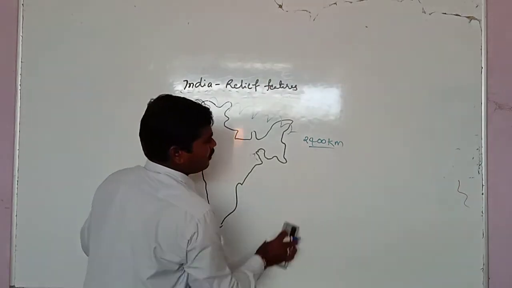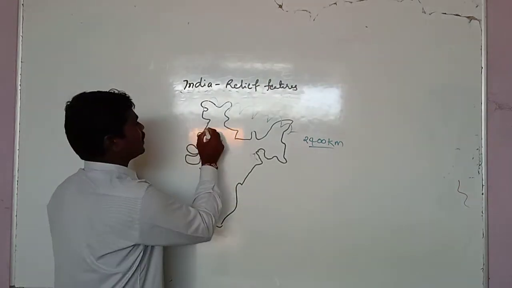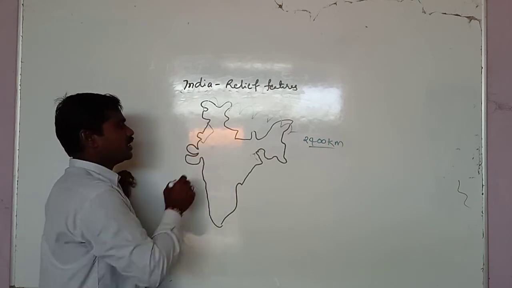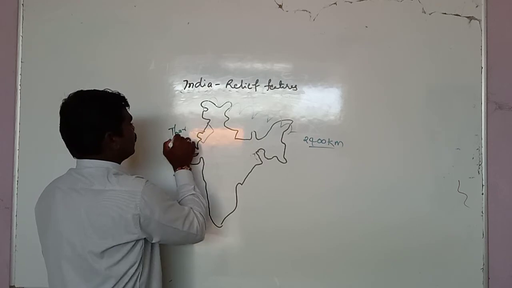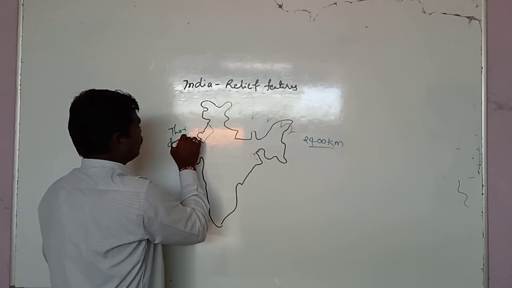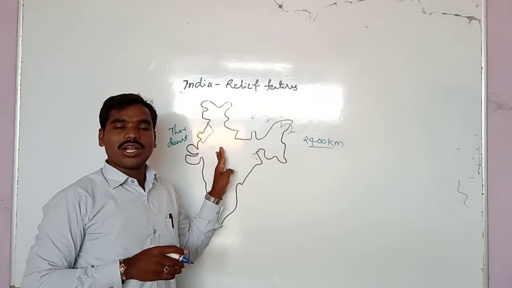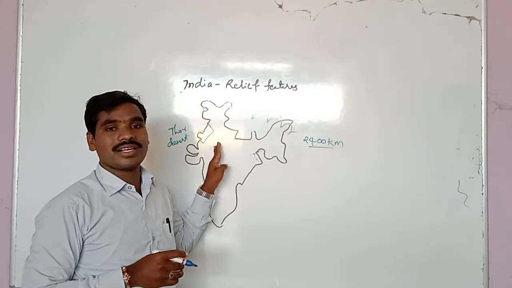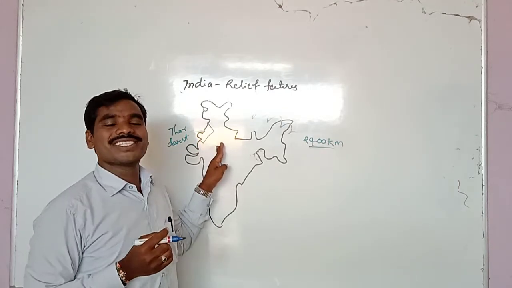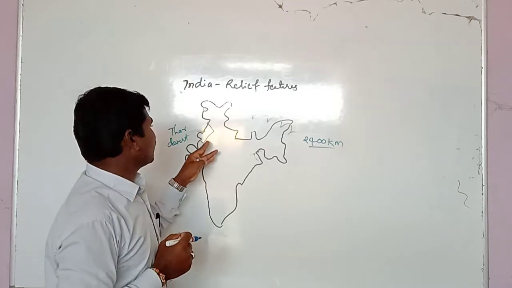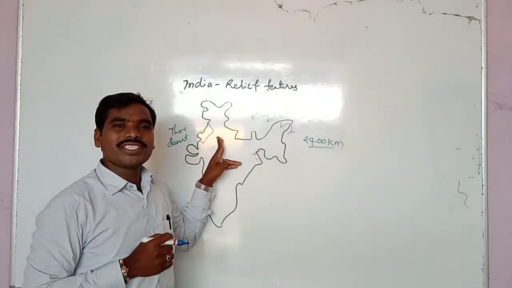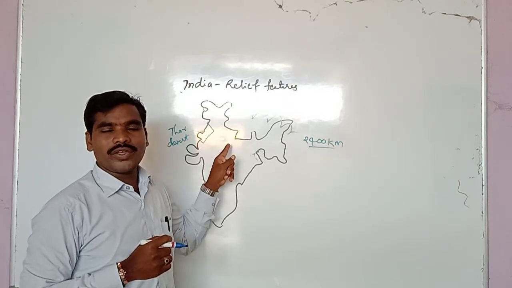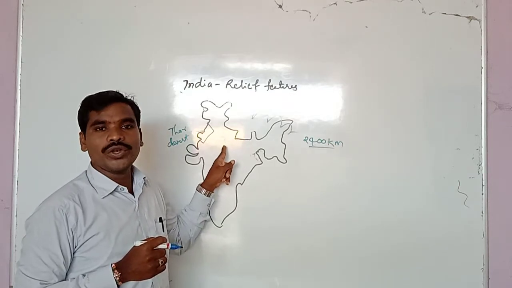And the second relief feature is the Thar Desert. This Thar Desert is also called the Great Indian Desert, or the Rajasthan Desert. In this desert, the highest temperature is recorded every year. There is one and only river in the Thar Desert, that is the Luni River.